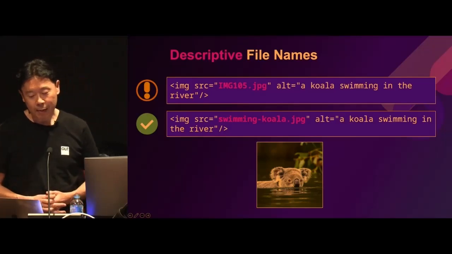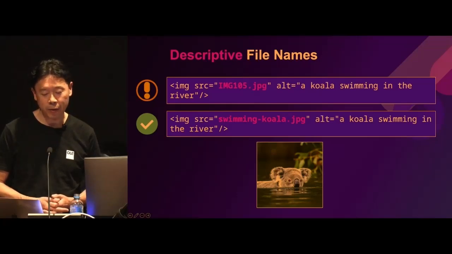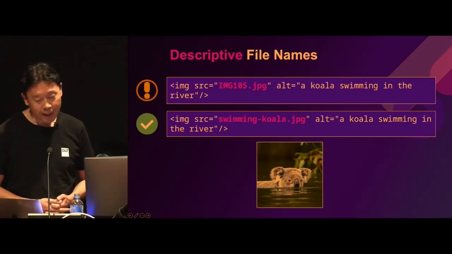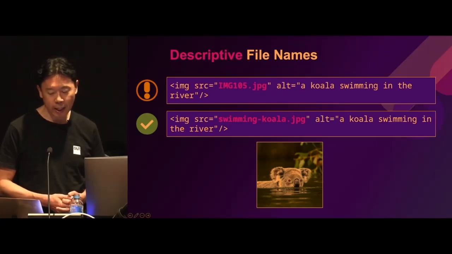Your image file names can also give Google a little bit of extra information about your image. But keep in mind, it's just a small hint. Alt text, page titles, and captions are way more important. So if you can, try to use file names that actually describe what the image is about. For example, instead of img105.jpg, use something like swimming-koala.jpg.